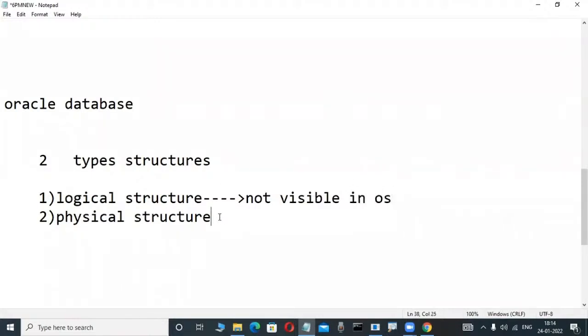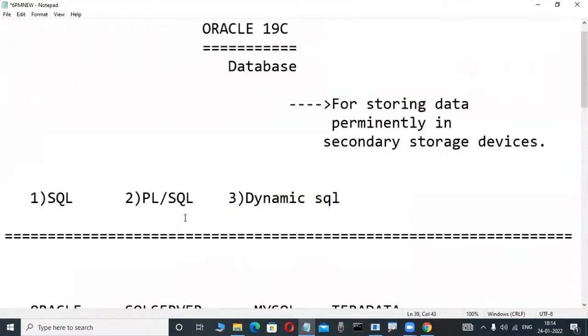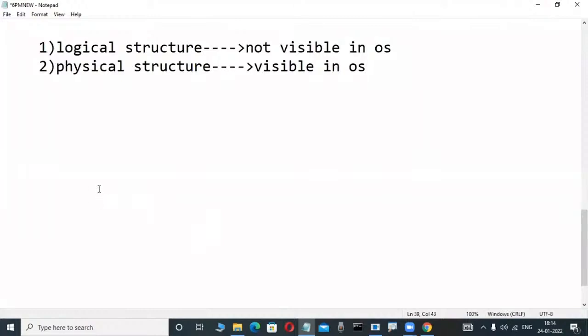A physical structure means whenever we install Oracle, SQL Server, DB2, these software automatically create physical files, as I told you in previous classes. That's why a structure which is visible in the operating system is called a physical structure. Don't worry. Now observe it here.